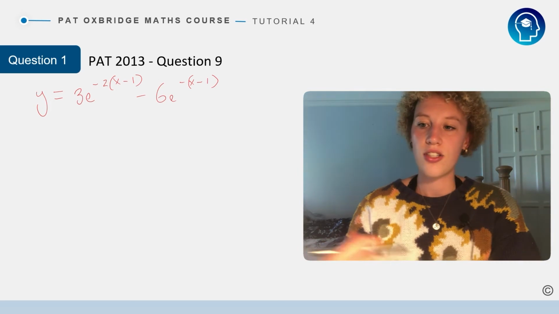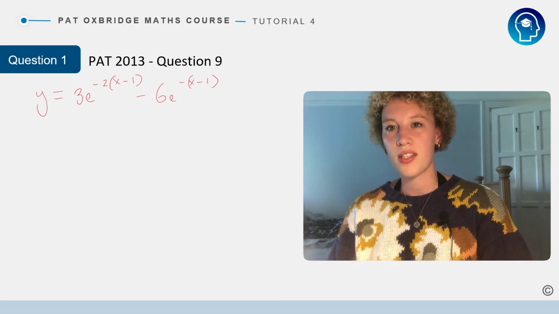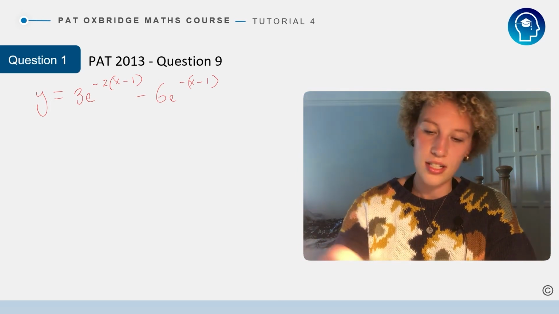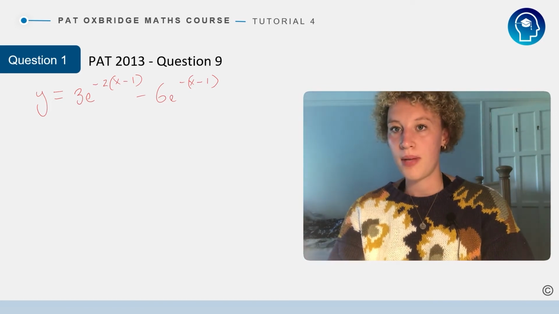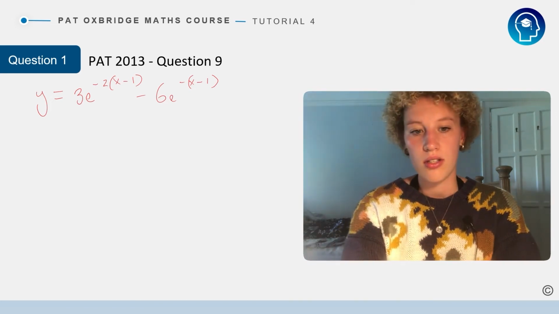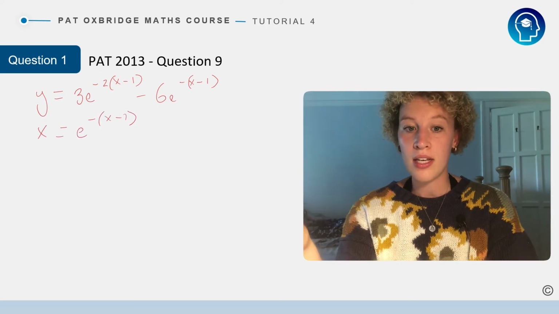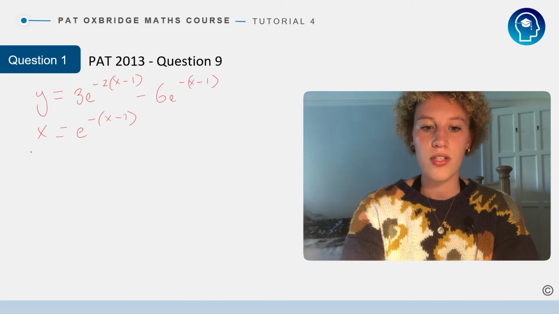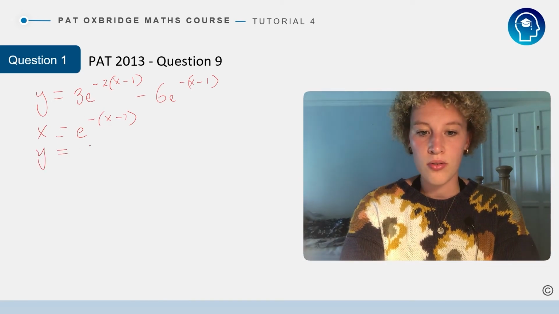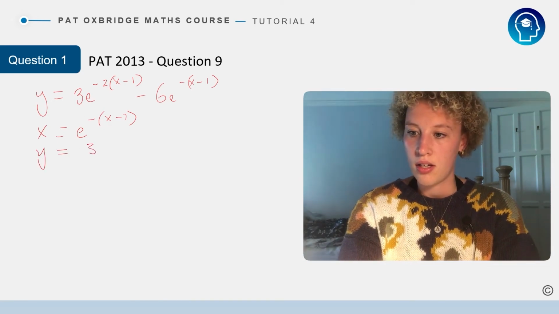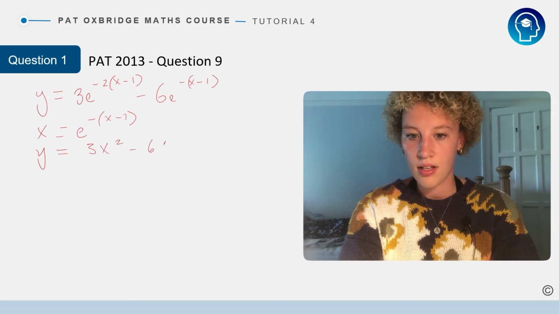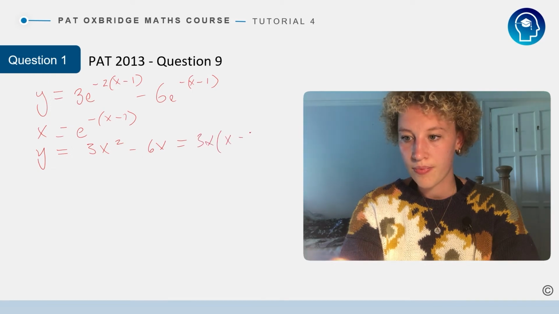So just to simplify this, if you spot, you can take out a common term in this equation. So if we just let X equal to e to the minus x minus 1, this makes our life a whole lot easier for differentiation. So if we sub this in, y is equal to 3X squared minus 6X, which is just equal to 3X(X minus 2).